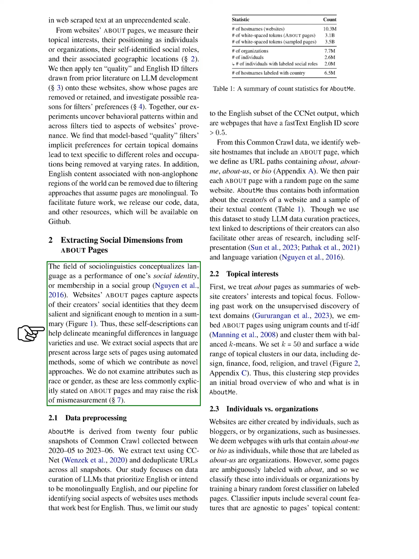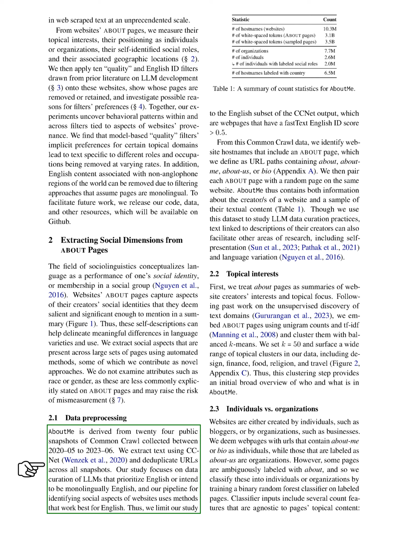In the field of sociolinguistics, language is seen as a performance of one's social identity or group membership. The About pages on websites capture aspects of their creators' social identities that they consider important enough to mention in a summary. These self-descriptions can help identify meaningful differences in language varieties and use. We extract social aspects that are present across large sets of pages using automated methods, some of which we contribute as new approaches. We do not examine attributes such as race or gender, as these are less commonly explicitly stated on About pages and may increase the risk of inaccurate measurement.